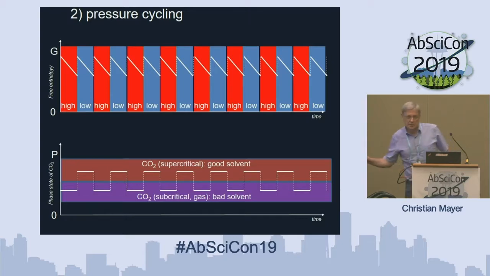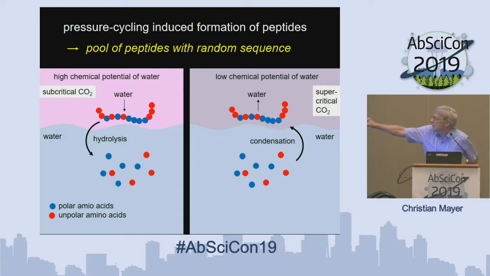And this has interesting consequences. For example, we can run a cycle of condensation and hydrolysis. When the carbon dioxide is supercritical, it takes up a lot of water. Due to that, the condensation step will be facilitated, water will be taken away from the chain molecule, and we can polymerize amino acids, for example. On the other hand, when the carbon dioxide becomes subcritical again, the water comes back, and the molecule will hydrolyze and be broken down into amino acids again. So every switch in pressure will induce one cycle of condensation and hydrolysis.